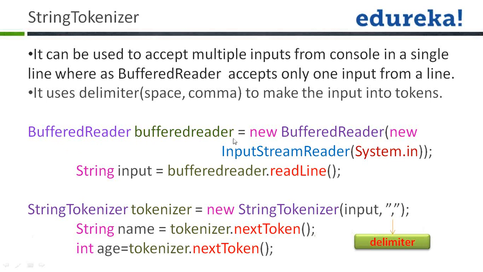Now you write BufferedReader, you create a BufferedReader so that you can take the entire line as an input. After that you define a tokenizer object and you pass the entire string that was taken by the BufferedReader. You pass comma. Now wherever it finds a comma, it understands that this is the first token, and after the comma there is a second token present, right? So this way you can take multiple inputs. So similarly, name and age is being taken.